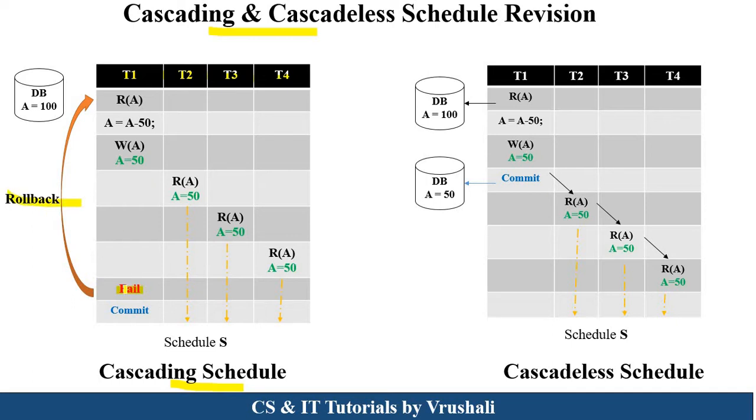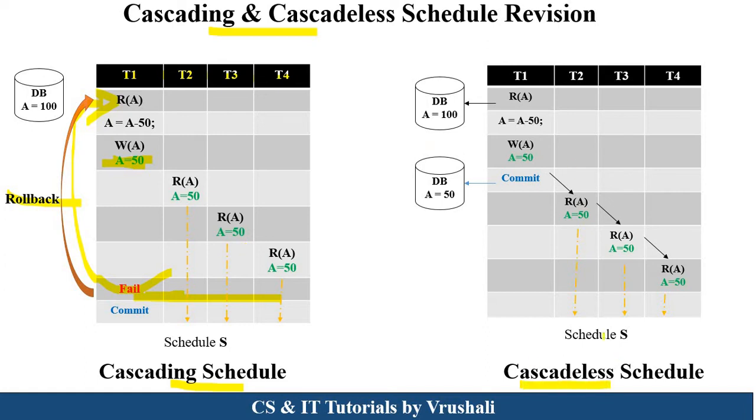Rollback transaction means suppose a transaction fails, it starts again from the first step. But at that time, T2, T3, T4 use the value of the T1 transaction. But this transaction failed. So at that time, all the dependent transactions also fail. This is called a cascading schedule. It does not maintain consistency in the database. So this problem is solved in the cascadeless schedule.